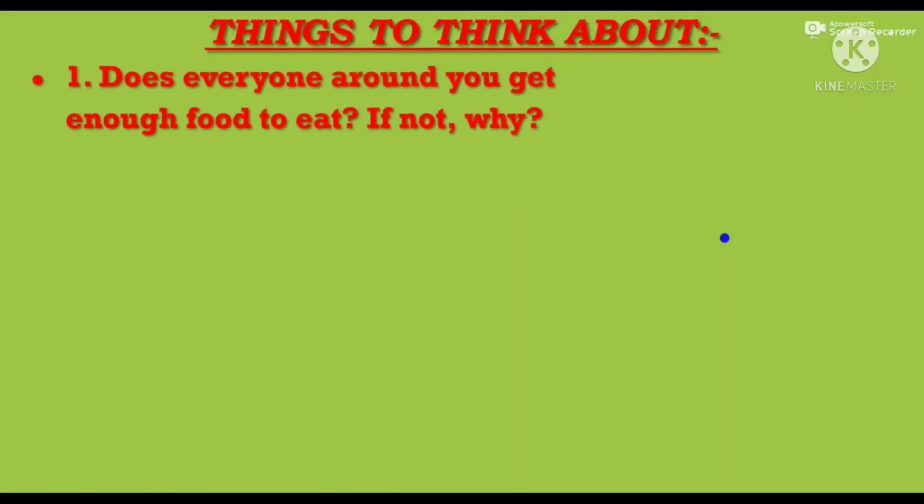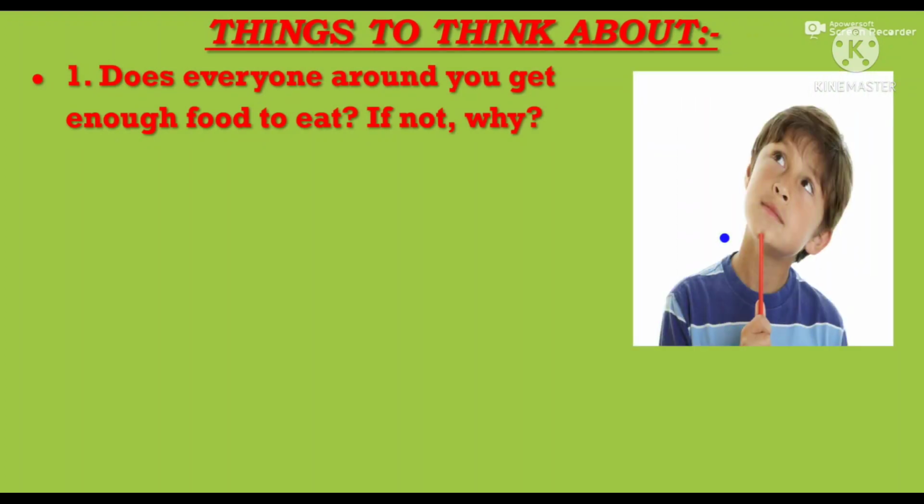Next is things to think about. So here are some questions, only the two questions we have to think about. First one is, does everyone around you get enough food to eat? Students, does everyone around you get enough food to eat? No. If not, why? Why does everyone around you not get enough food to eat?